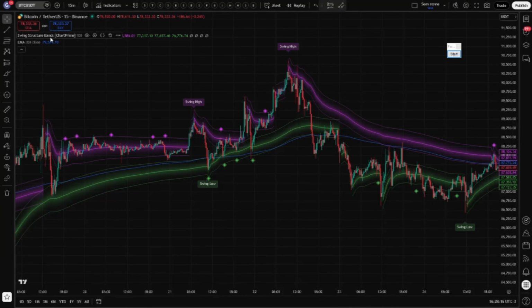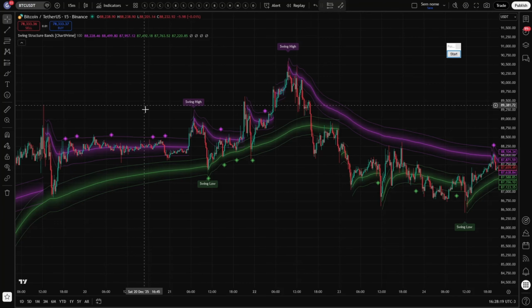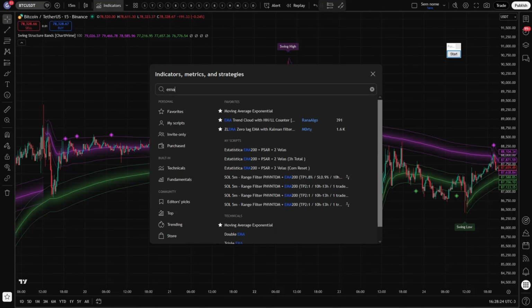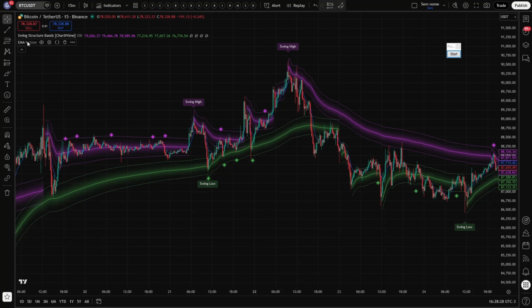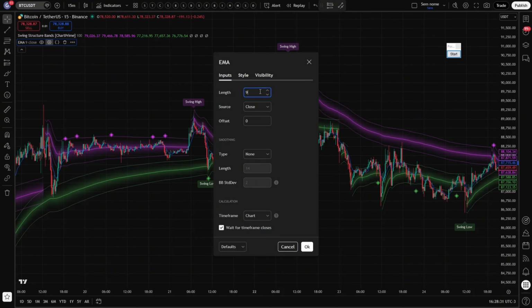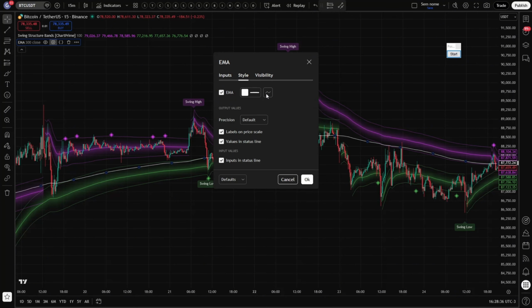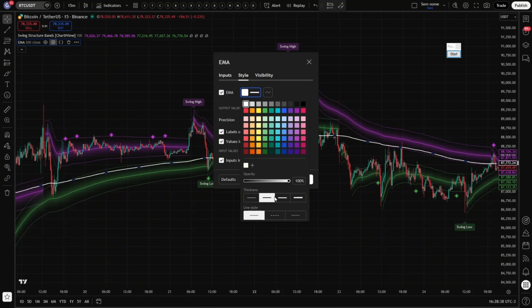I'm going to add one more indicator to this, and that is an EMA. We're going to navigate to the indicators section and search for EMA. You'll input exponential moving average, and then we'll proceed to its specific settings. Let's set it to 300 periods. We can then change its color here to white, increasing the thickness slightly for better visibility, and after that, we can click OK.